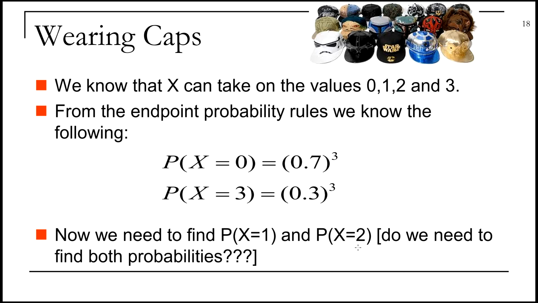We know the probability X equals 0 is 0.7 cubed. That's no one wearing a cap. We know the probability X equals 3 is 0.3 cubed. That's the probability that everyone's wearing a cap. We want to find the probability X equals 1 and X equals 2.